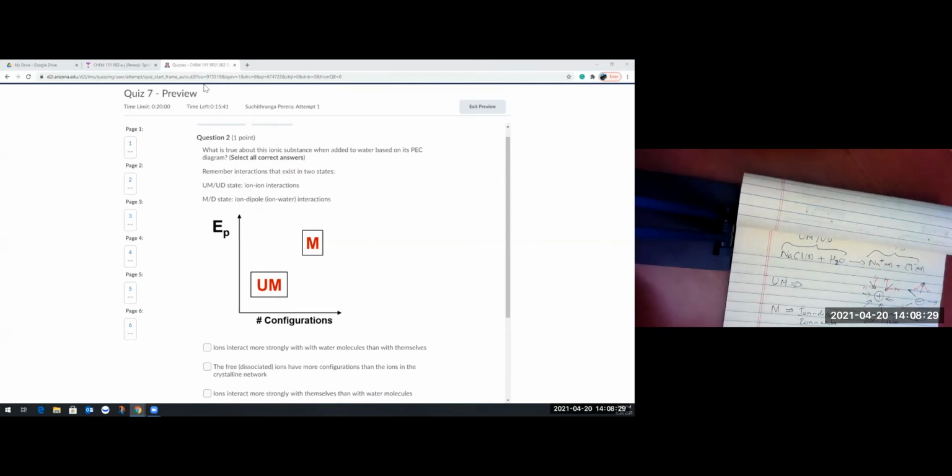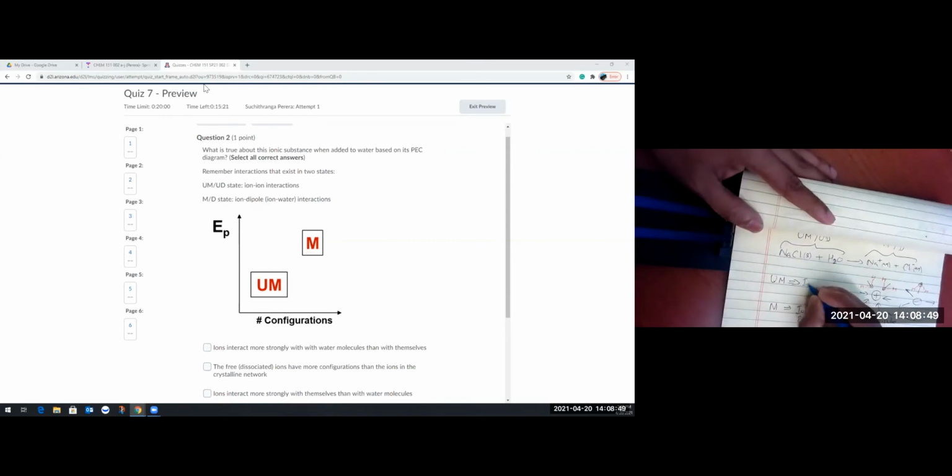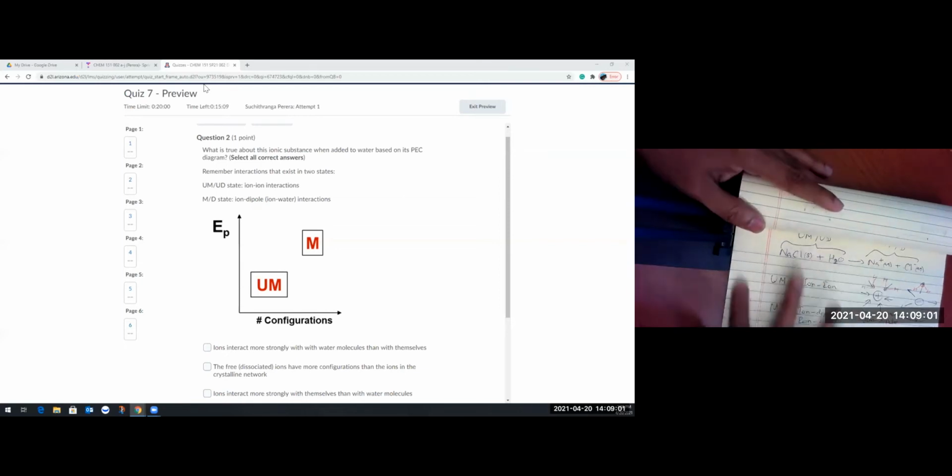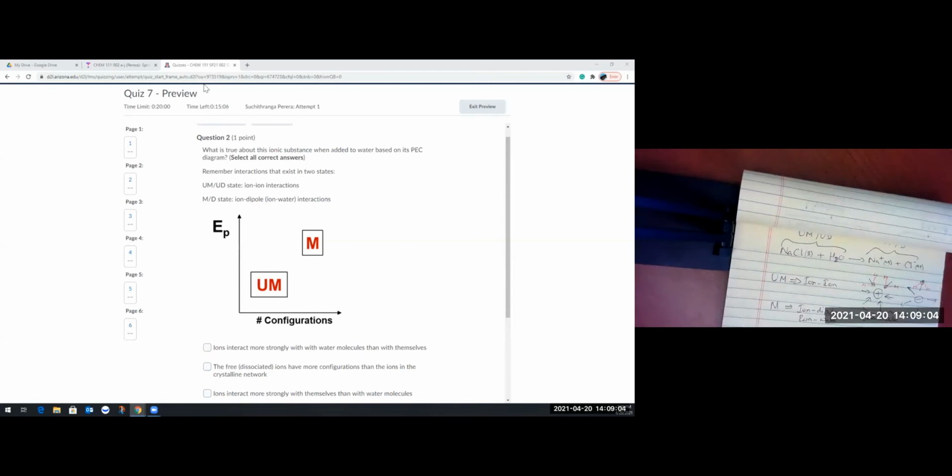If it is an ionic compound, what holds the ions together in an ionic compound? What forces? What do we call these forces? Thank you. Ionic forces, that is, ionic bonds. So we have ion-ion interactions, or ionic forces, in the unmixed state. Now, is everybody clear on that? Are you okay with what we have written in my notebook so far?